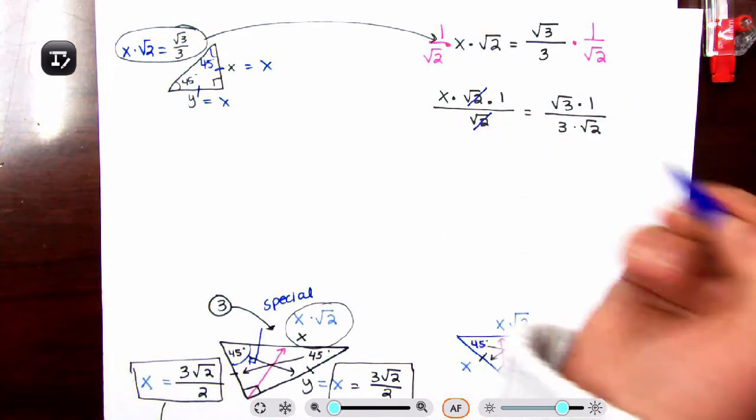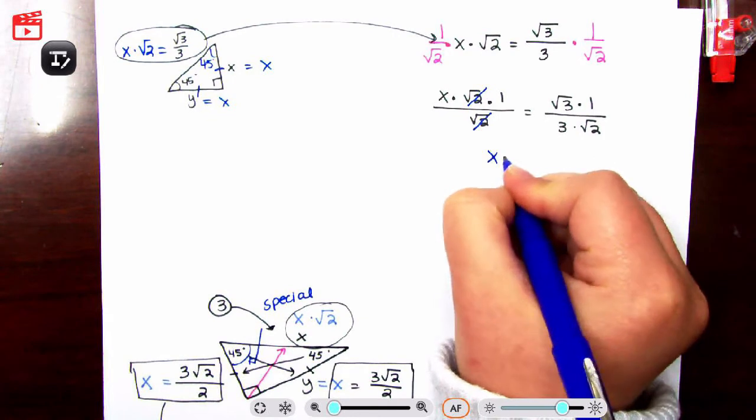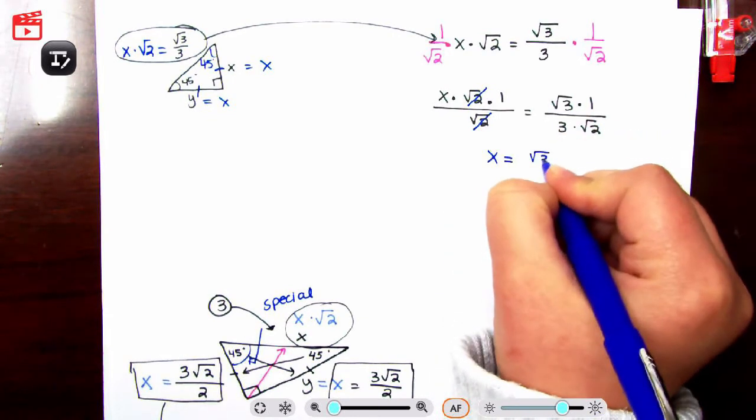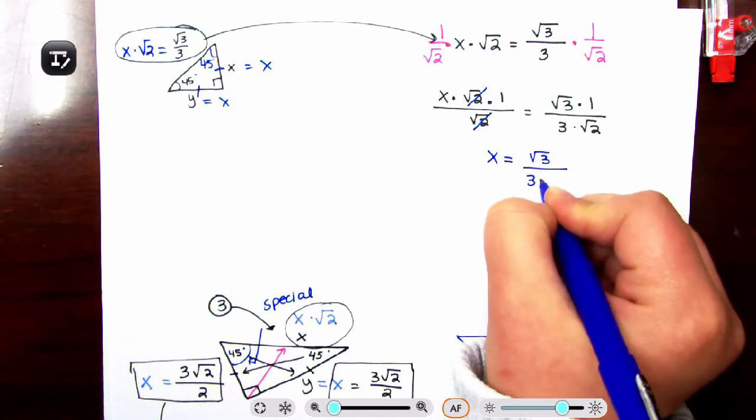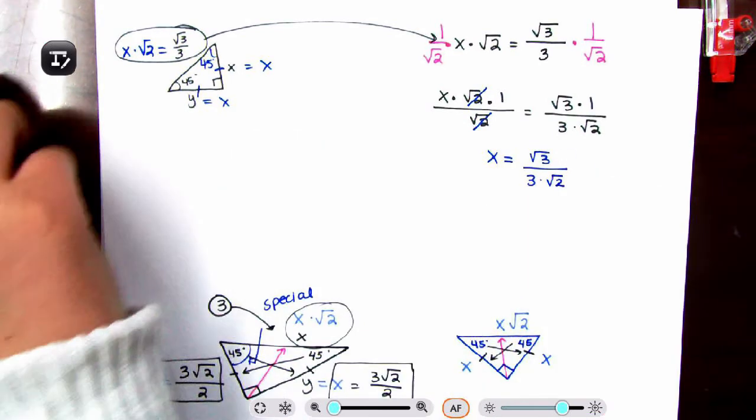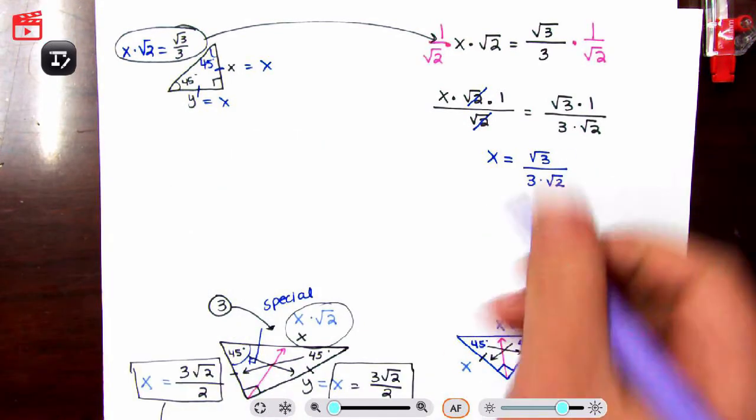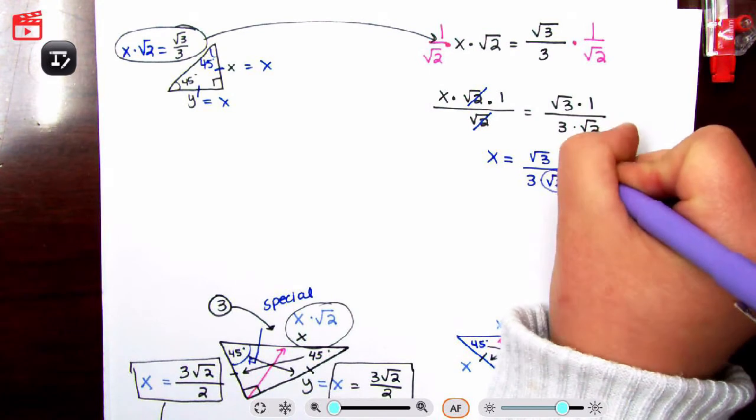Root 2 and root 2, they cancel out. 1 is just 1, so we have x left over. Root 3 times 1 is root 3. 3 times root 2 is 3 times root 2. One is inside the house, the other one is not. We cannot do anything. We do, however, need to rationalize the denominator.